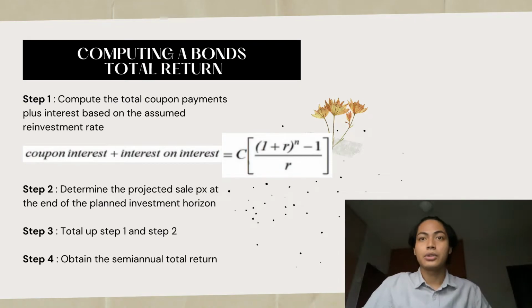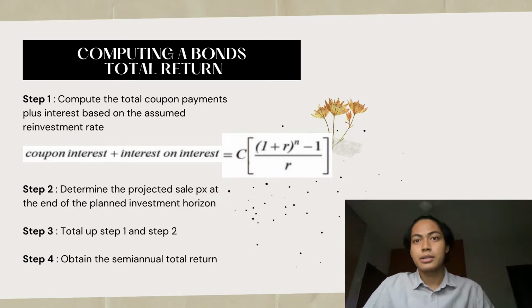Next, I am going to show you the steps on computing a bond total return. The first step is to compute the total coupon payment plus the interest on interest based on the assumed investment rate formula. As you can see from the formula above, the total dollar amount of coupon interest is found by multiplying the semi-annual coupon interest by the number of periods. Total coupon interest equals NC, where C is the coupon interest, R is the semi-annual reinvestment rate, and N is the number of periods.